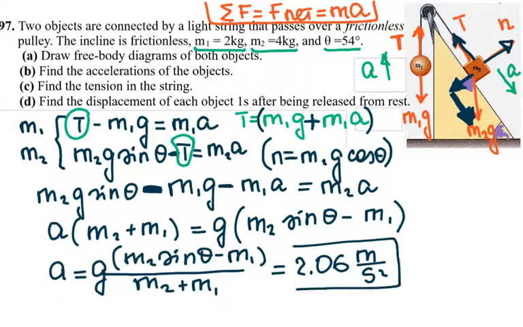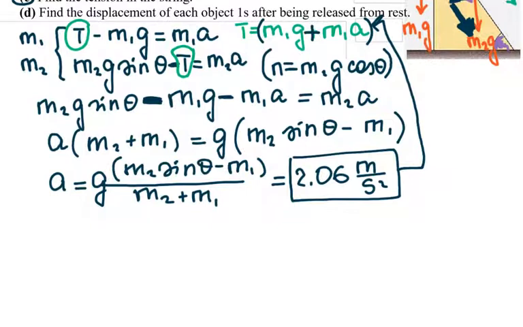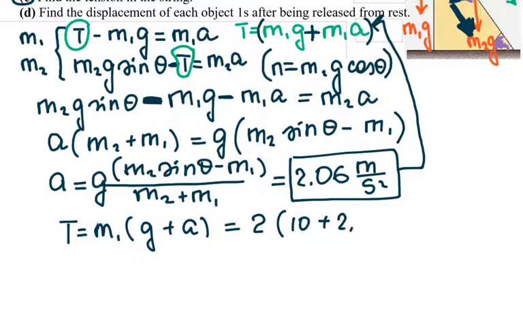So I found acceleration. So I did the first one, the free body diagram, A. B found acceleration. Now I have to find tension. So to find the tension, all I have to do is just plug it into my tension formula. So I have tension is equal to, I can take m1 out, which is 2. So let's write the formula instead. So I have m1 out, and I have g plus a. So that gives me 2 kilograms times 10 plus 2.06, and that gives me 24.12 newtons.